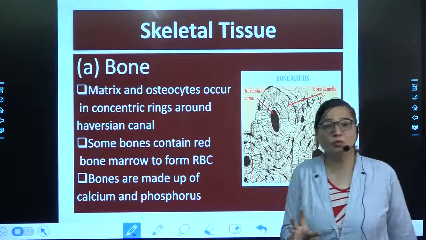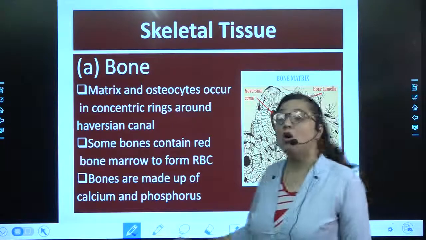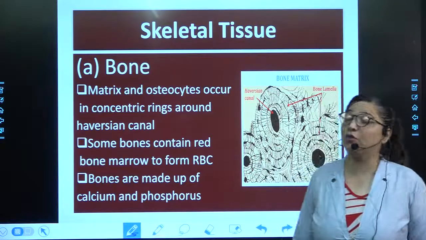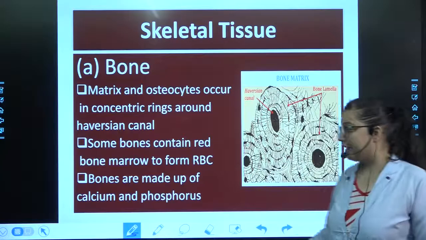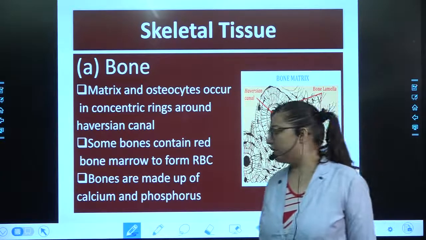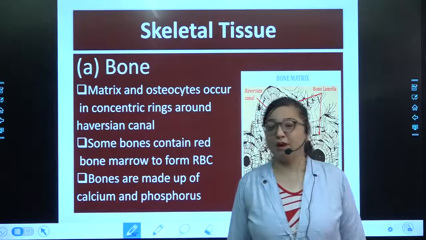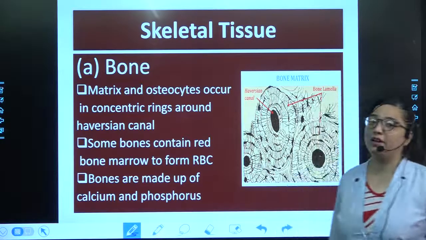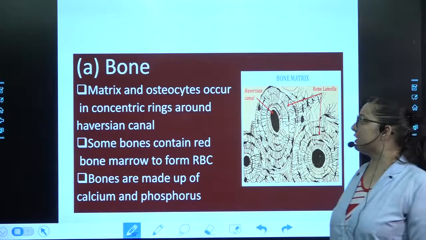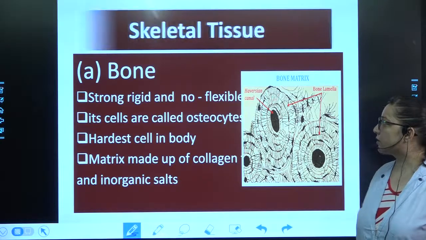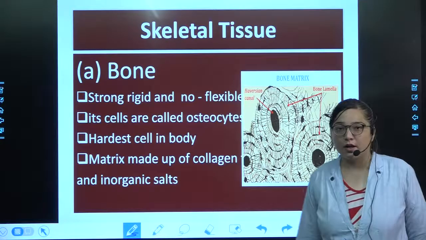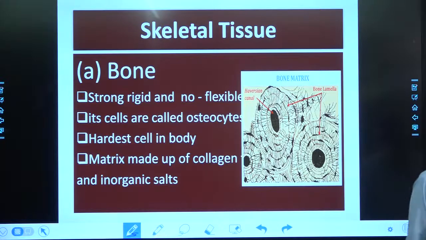And some bones contain red bone marrow. What is the function of red bone marrow? To help in the formation of red blood cells. And what are bones made up of? Bones are made up of calcium and phosphorus. So note down the very important points regarding the skeletal tissues. Okay, then we'll move further to the next type of skeletal tissue, which is cartilage.